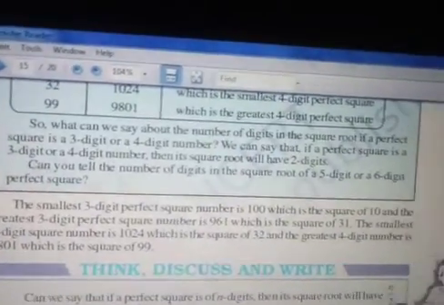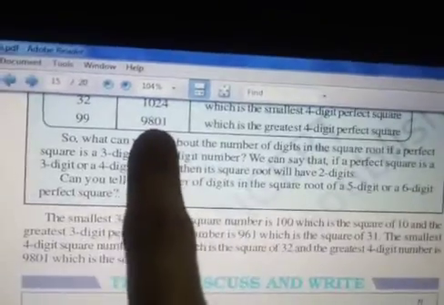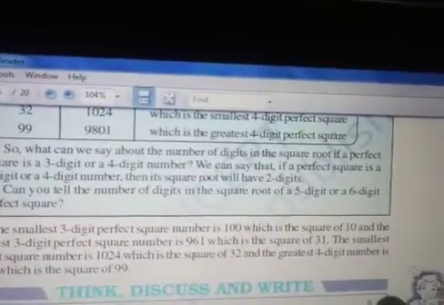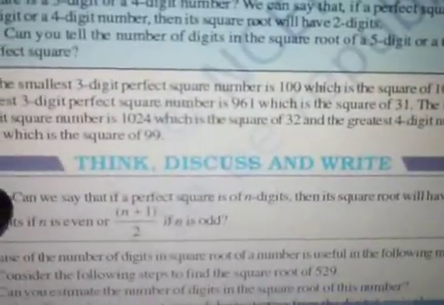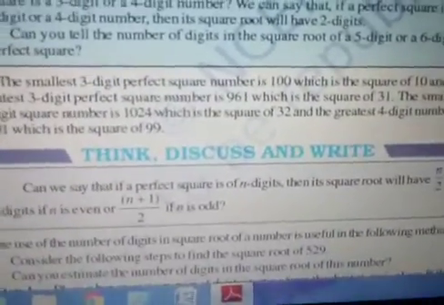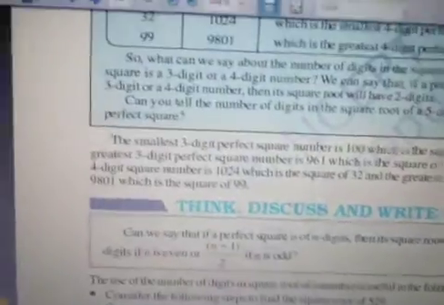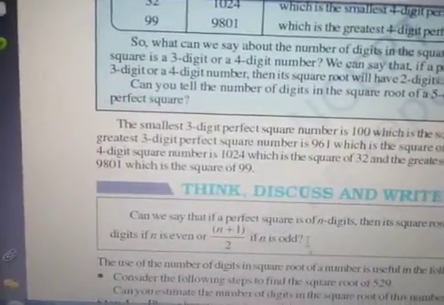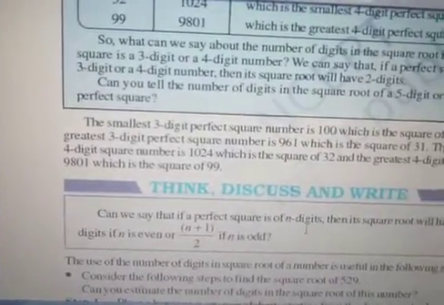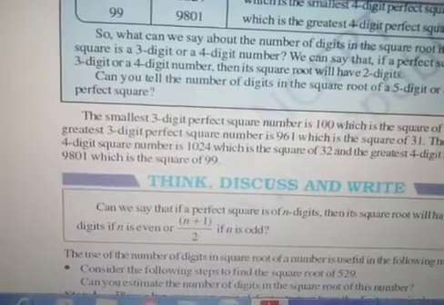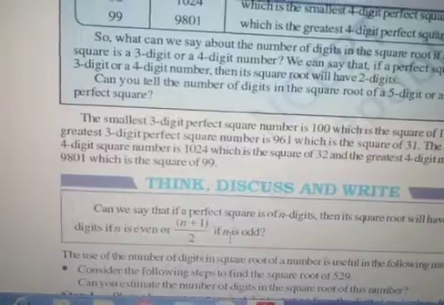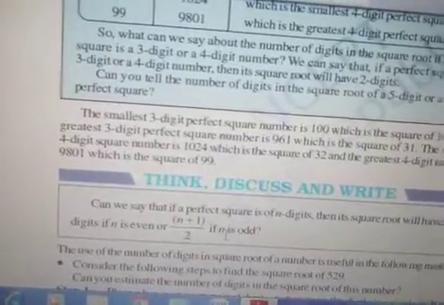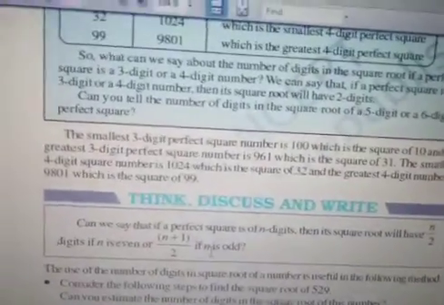When it is even, 4 digits is even, right? Then 4 by 2 is 2, so the square root will have 2 digits. Just mark this box, which is very important. To find the number of digits of the square root of a number, if the number of digits of a perfect square is even, you will use n by 2. If it is odd, (n plus 1) by 2.